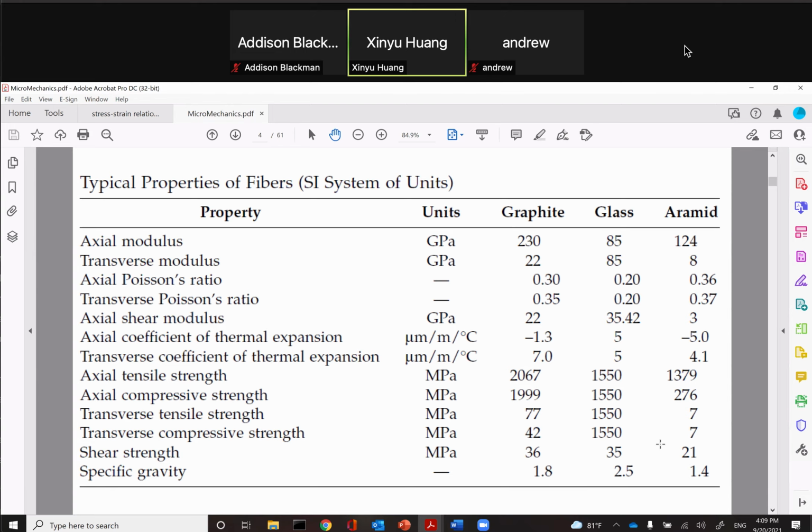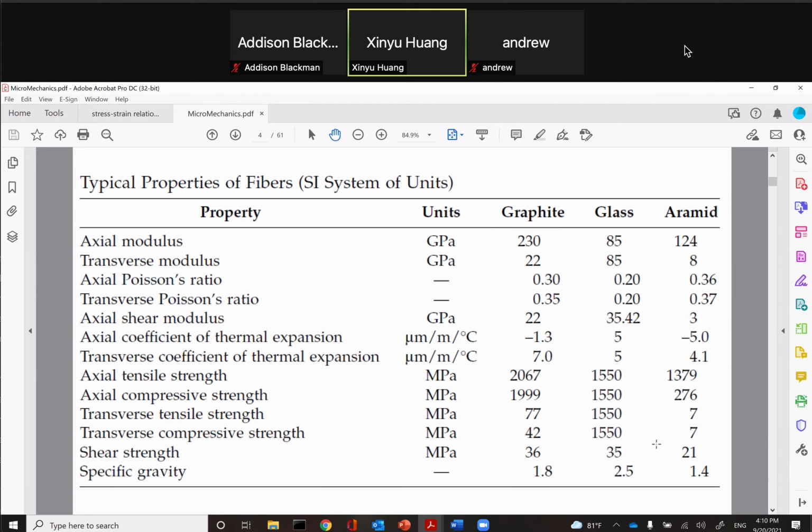The other thing that's highly anisotropic is strength. Similar to the stiffness argument, the strength is also highly anisotropic. The graphite fiber is much stronger when you pull in the fiber direction, but if you pull it in the other direction, it's way worse. The same thing applies to the aramid fiber.